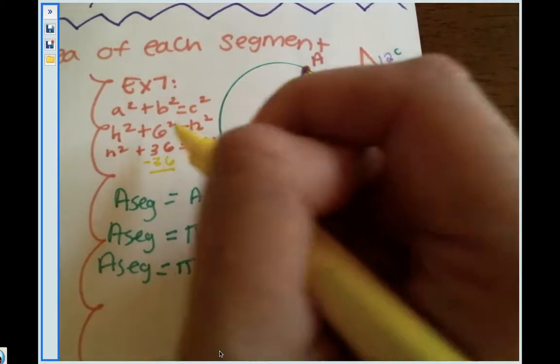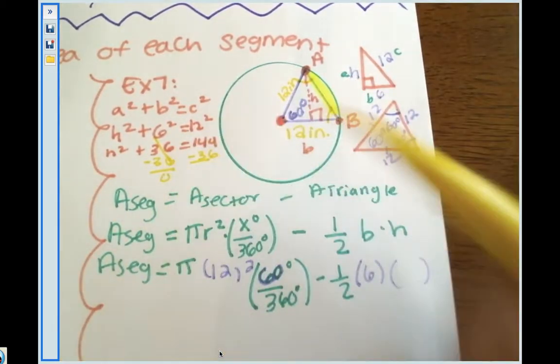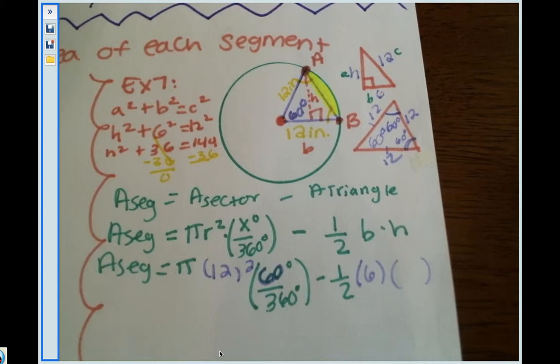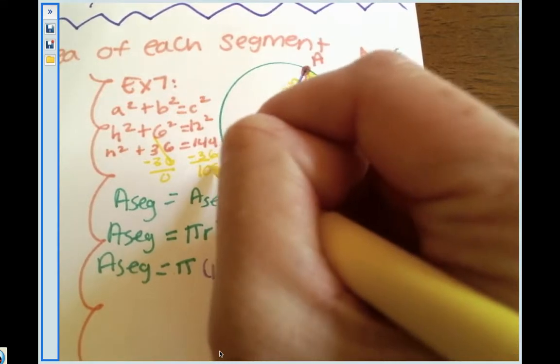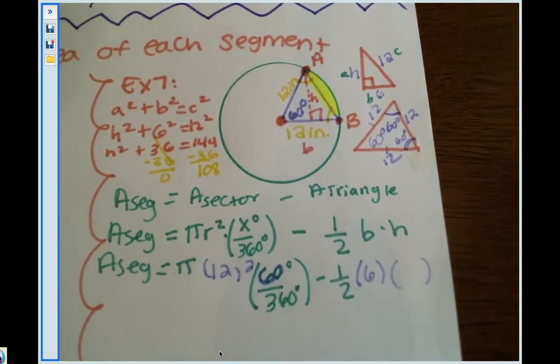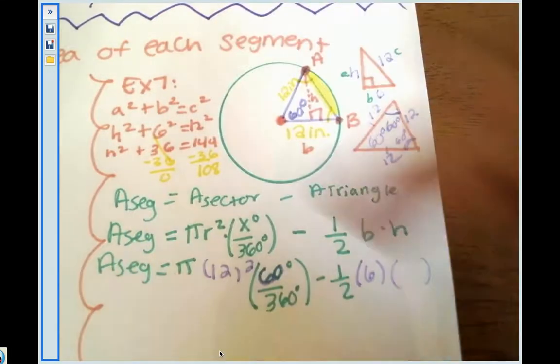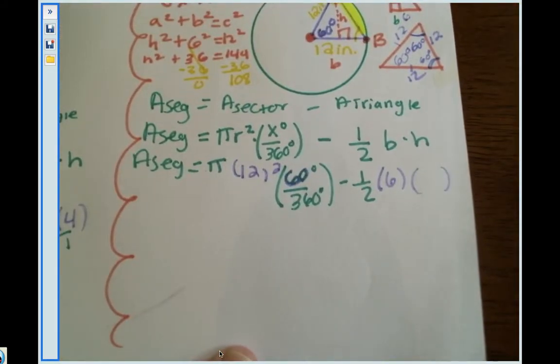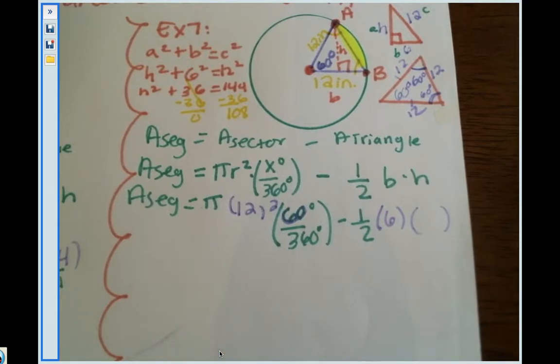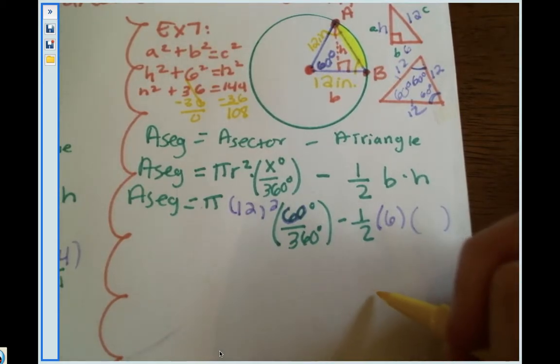36 minus 36 cancels and turns to 0. 144 minus 36 will give me 108. Which, of course, I did not leave enough space. So let's see, where can I continue this problem? I guess I could continue it over here. I know there's a whole lot of mess going on because I started here and worked there, and now I'm going to work over there. Hopefully on your paper you left more space, so I apologize, you guys. I did not plan very well when I did this problem. So I'm going to finish the problem over here.